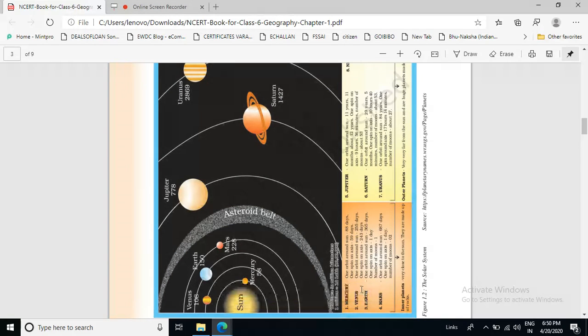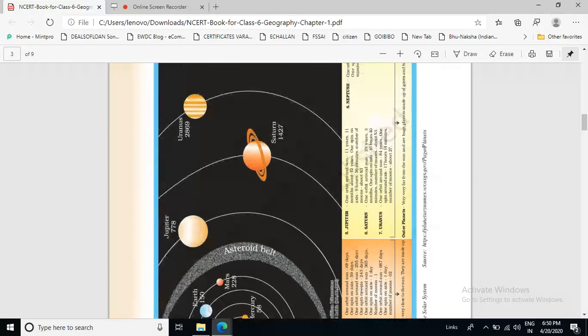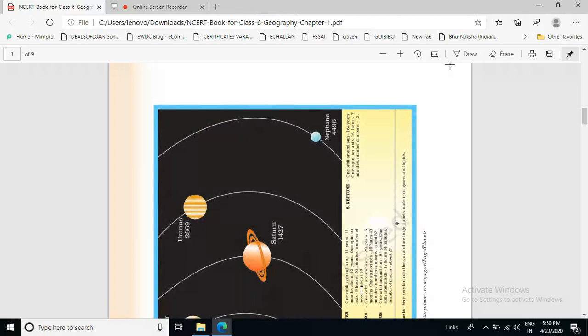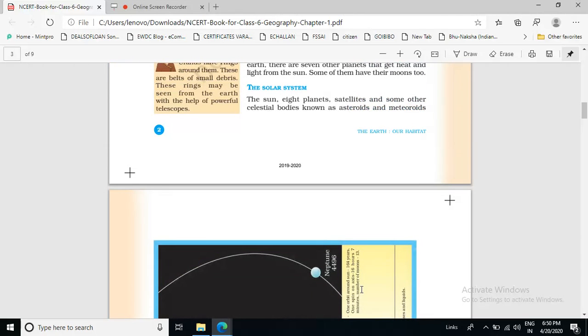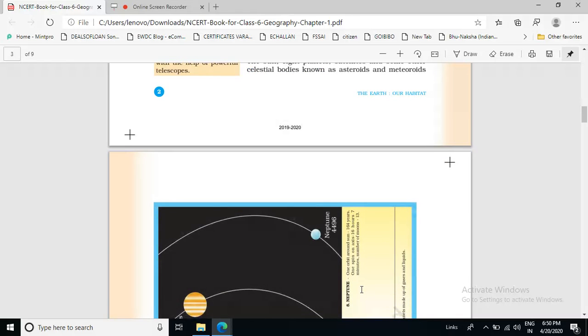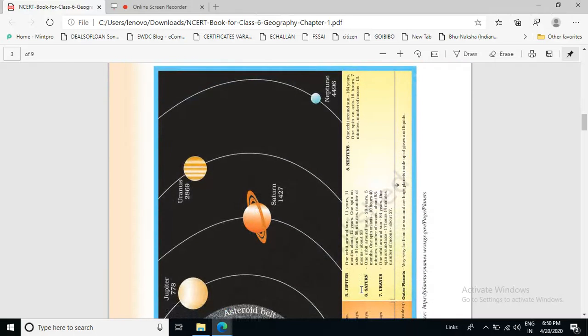Yesterday, we were discussing the solar system. The solar system is simply the family of the sun, called the solar family. And who are the members of the family of the sun? The members are eight planets, the moon, the asteroids, the meteoroids, and satellites. All these are family members of the solar system.